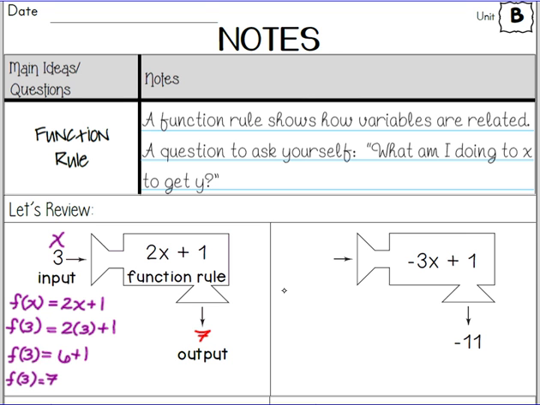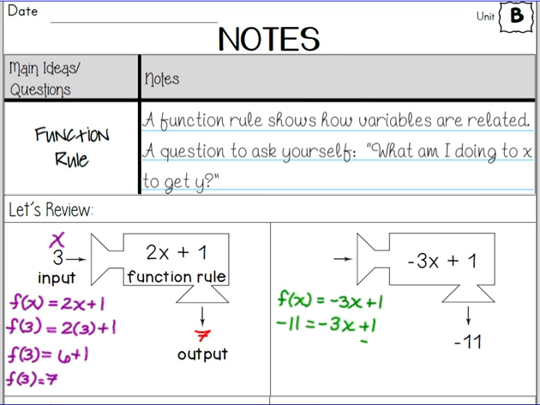So we could write this function as f of x equals negative 3x plus 1, because our function rule is right here. Now we are given this value of negative 11 for our entire y value, or that f of x. So we are looking to find what our input or our x value is. In this case, we would have negative 11 equals negative 3x plus 1.